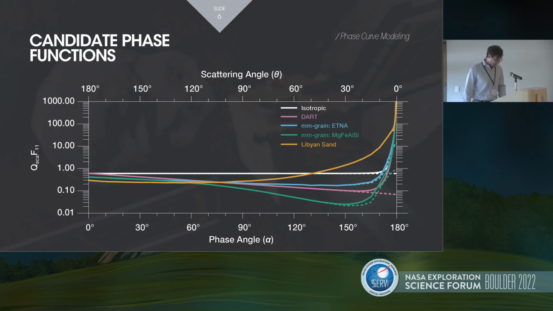It uses a constant phase coefficient constrained by Bennu photometry. The final case is the simple but unrealistic isotropic scatterers model in white.